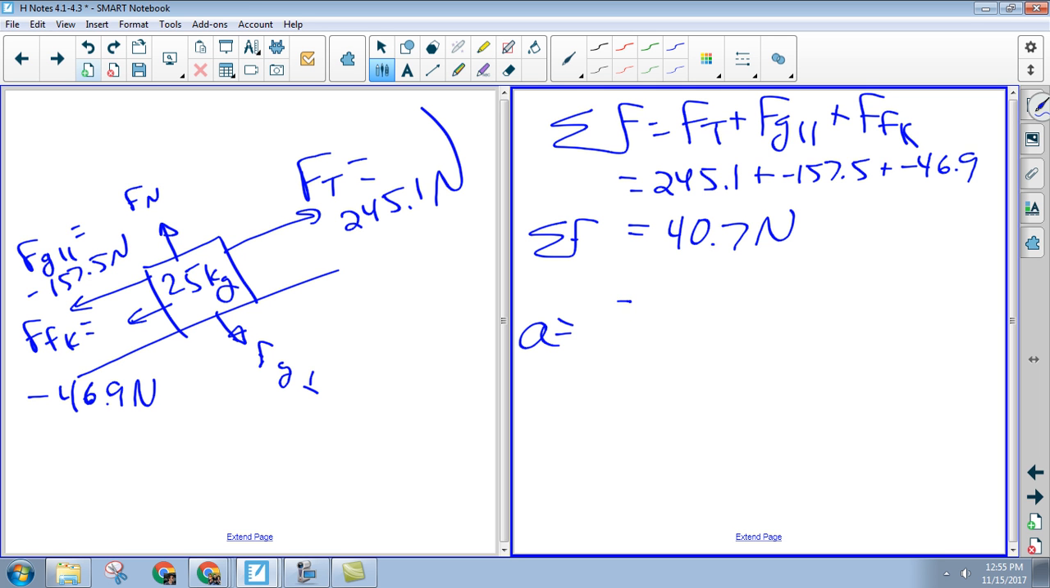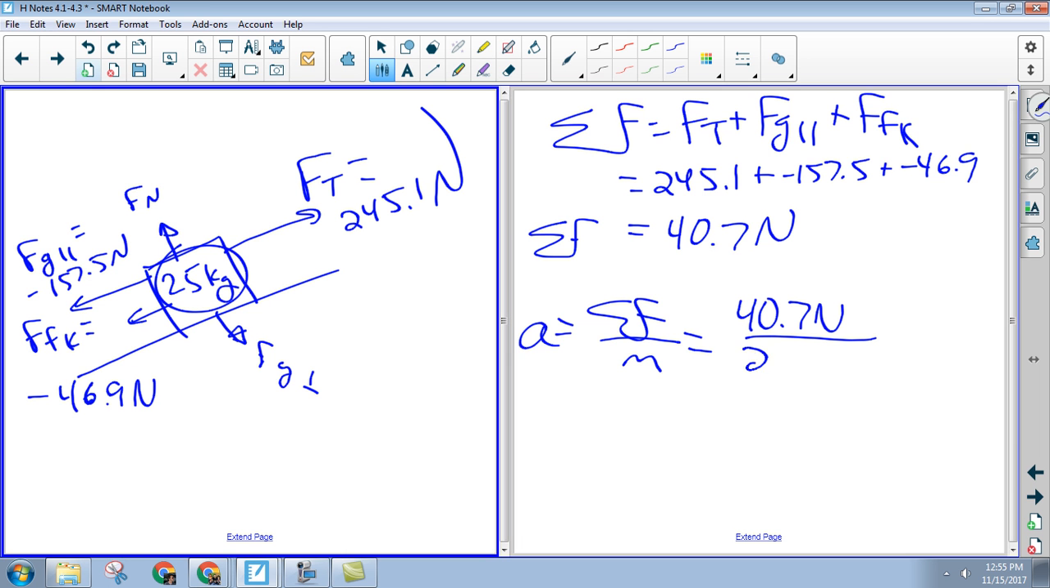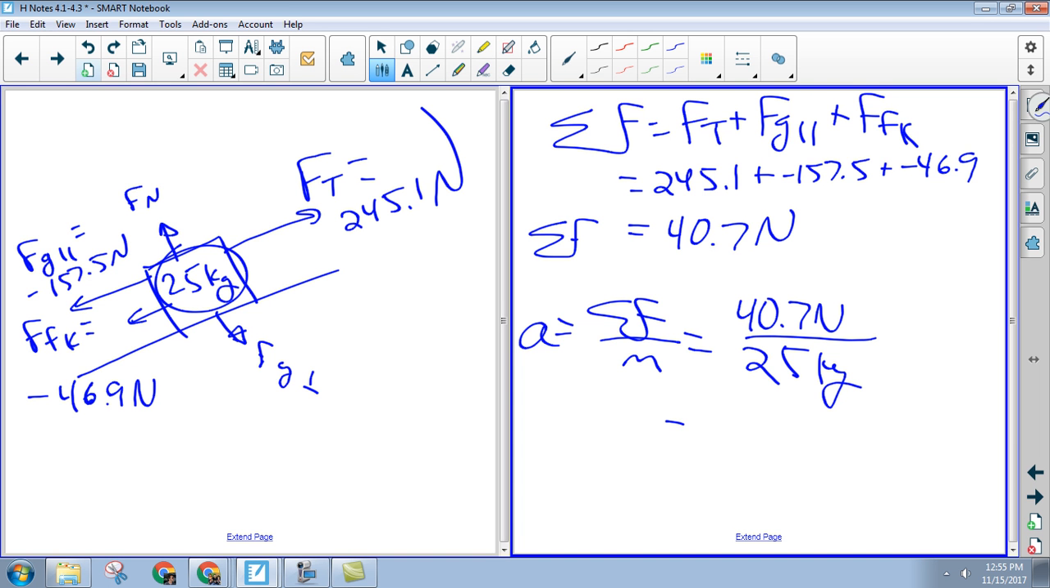So acceleration is net force over mass. Our net force is 40.7 newtons. The mass that that net force is moving is 25 kilograms. Divide this out, and you get 1.63. Oh, no, you don't. You get 1.63 meters per second squared.